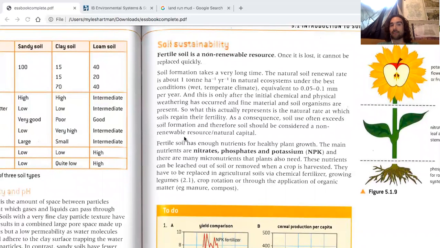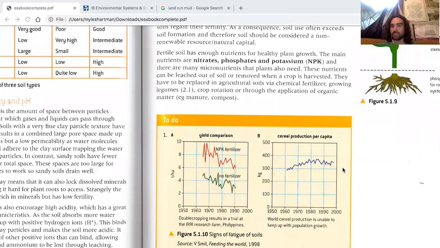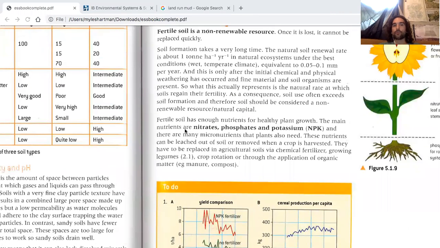We are already having issues with renewable resources. We'll see this kind of down here. So fertile soil has enough nutrients for healthy plant growth. The main nutrients, these right here, NPK: nitrates, phosphates, and potassium. If you use fertilizers, you put a lot of that in there. And there are many micronutrients that plants need as well.